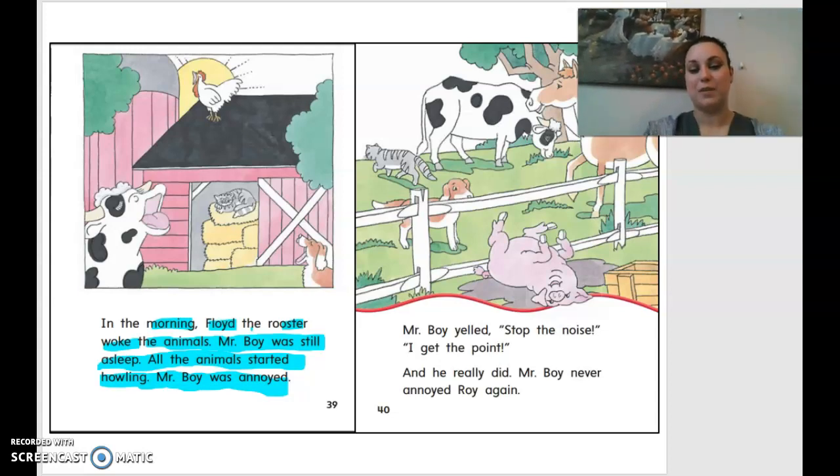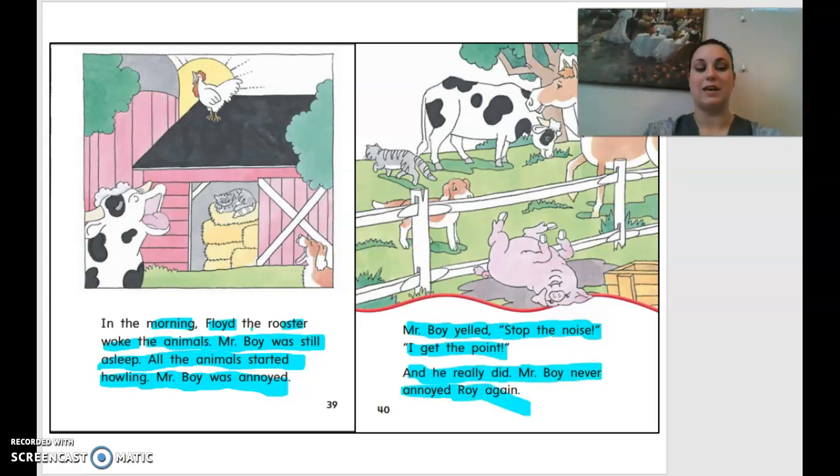Last page, ready? Read. Mr. Boy yelled, "Stop the noise! I get the point." And he really did. Mr. Boy never annoyed Roy again.